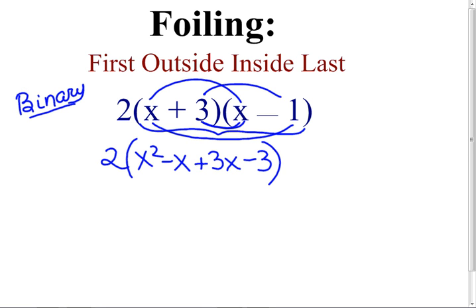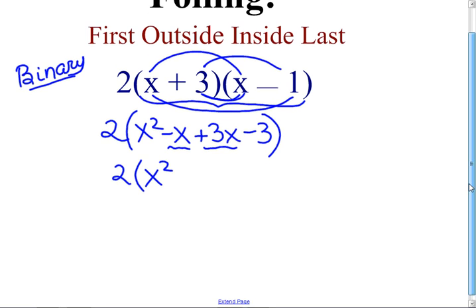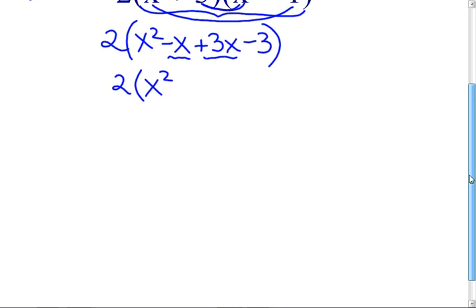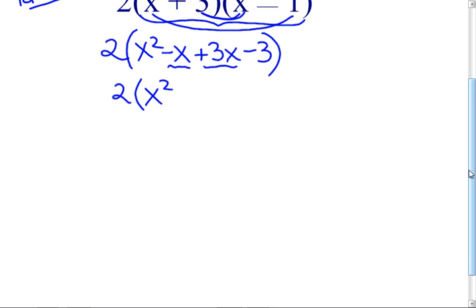Okay, let's combine similar terms here because I can add these. I could distribute first, but it seemed easier if I just simplify inside here first. What's a negative x and a positive 3x? What's a negative 1 and a positive 3? Plus 2x.